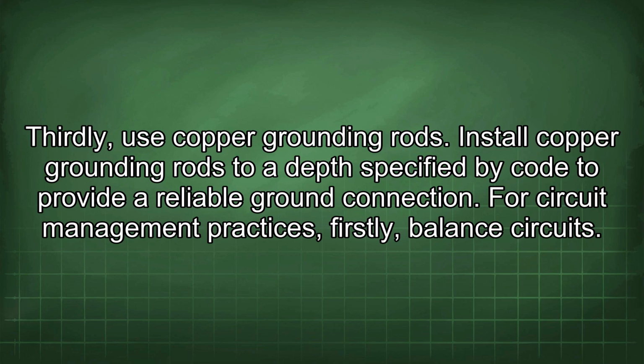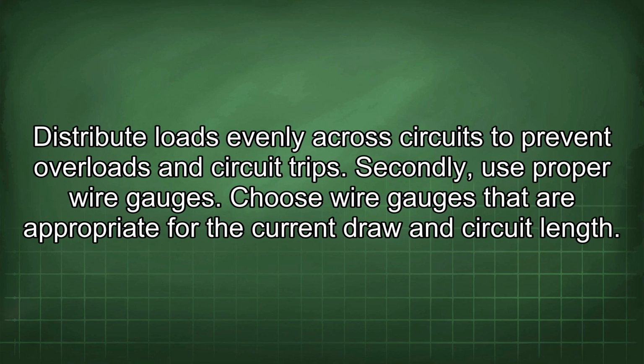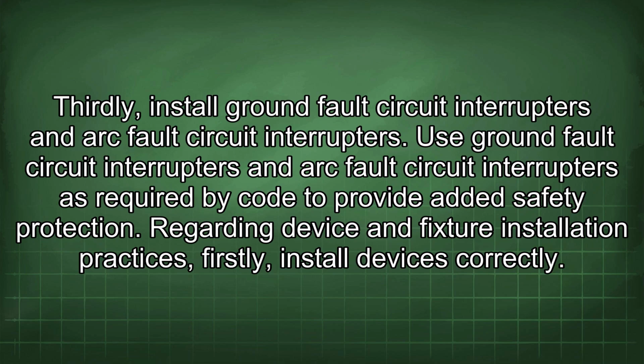For circuit management practices, firstly, balance circuits. Distribute loads evenly across circuits to prevent overloads and circuit trips. Secondly, use proper wire gauges. Choose wire gauges that are appropriate for the current draw and circuit length. Thirdly, install ground fault circuit interrupters and arc fault circuit interrupters. Use ground fault circuit interrupters and arc fault circuit interrupters as required by code to provide added safety protection.